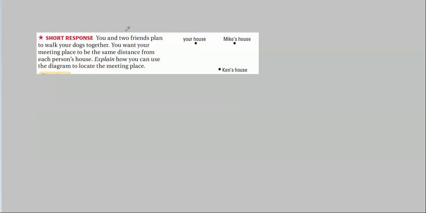Well, here you want to find the spot that is equidistant from these 3 points. According to this, they're going to walk their dogs and they want to use the diagram. Well, you could take the diagram to somebody who's smarter than you and ask them to figure it out. That's one way to use the diagram. Suppose you don't know anybody smarter than you. Well, now you got a problem. You're going to have to do it yourself, aren't you?